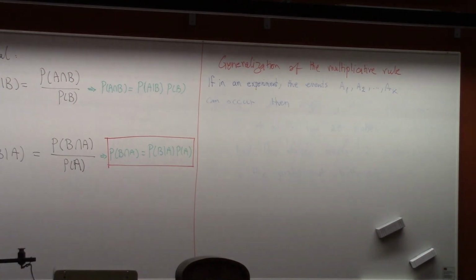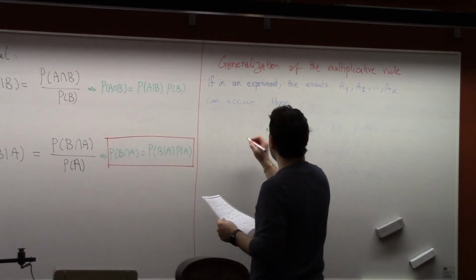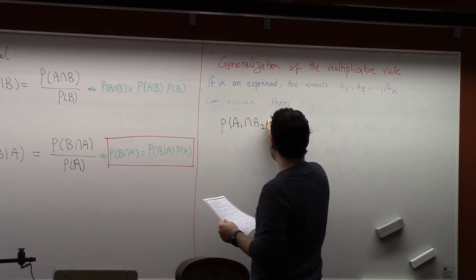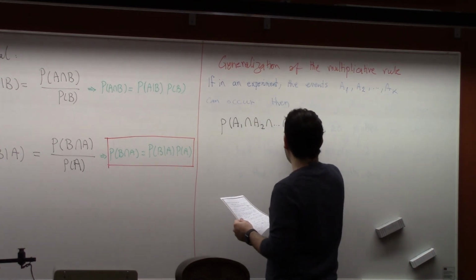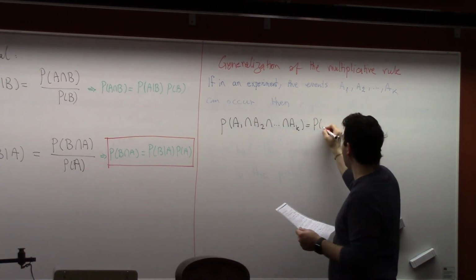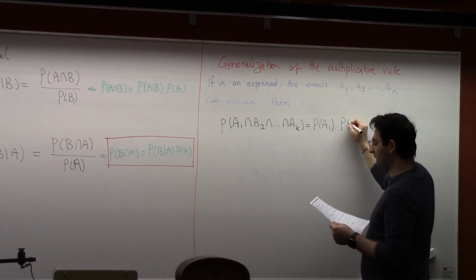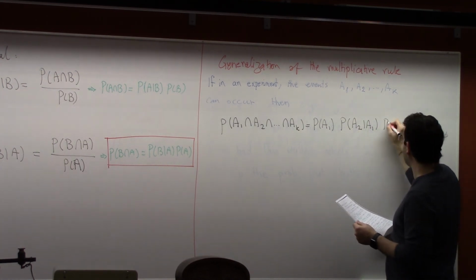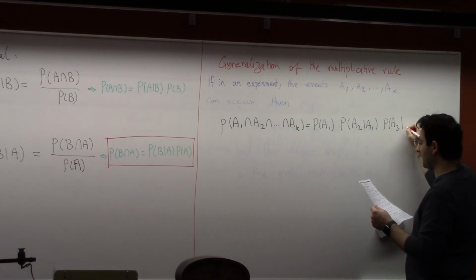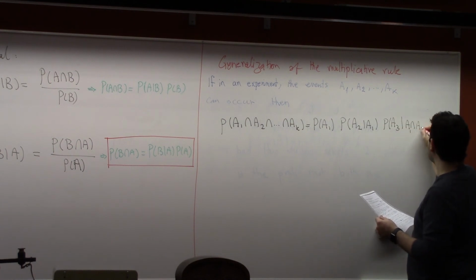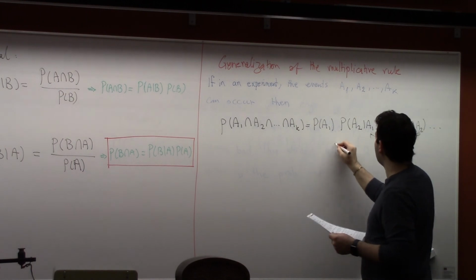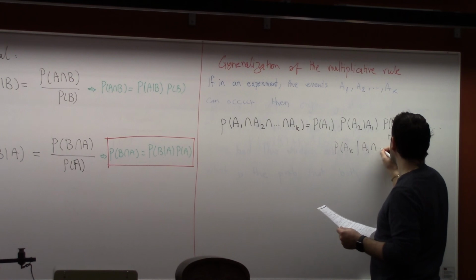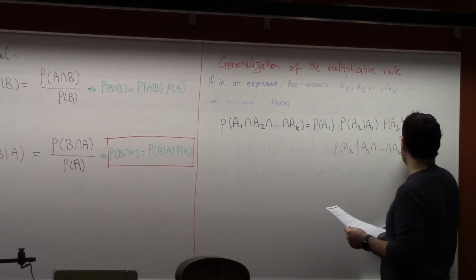the probability of A1 intersected by A2 intersected till AK is the probability of A1 multiplied by the probability of A2 given A1, multiplied by the probability of A3 given A1 intersected by A2, multiplied by the probability of AK given A1 intersected till AK minus 1.